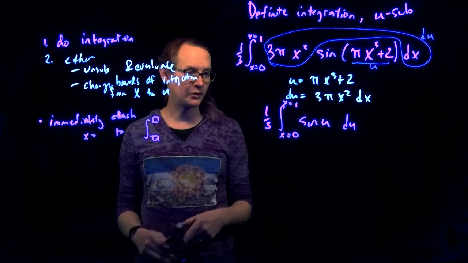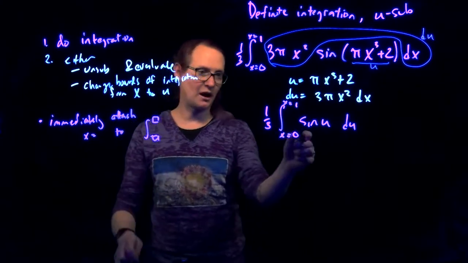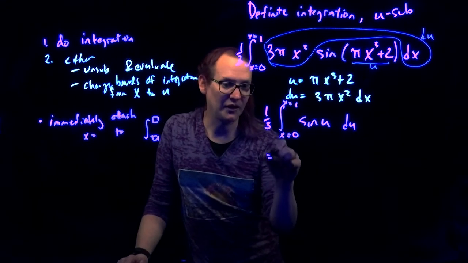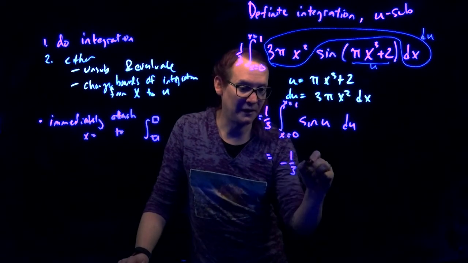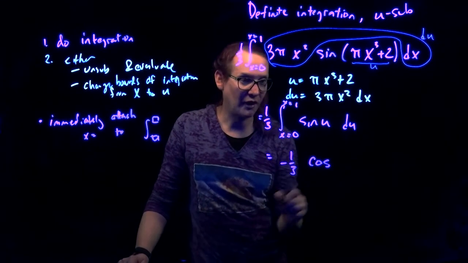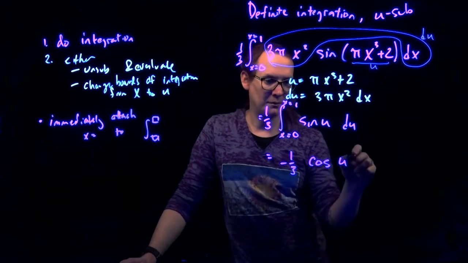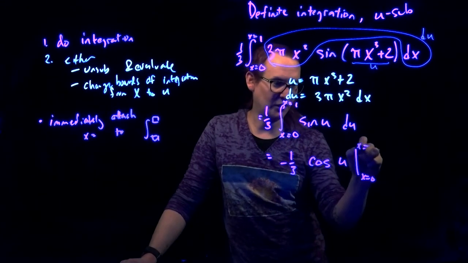Okay. So let's go ahead and do the integration now. We haven't quite gone the step to find the antiderivative. So this is equal to a third of, with a minus sign, cosine of u, evaluated from x equals 0 to x equals 1.